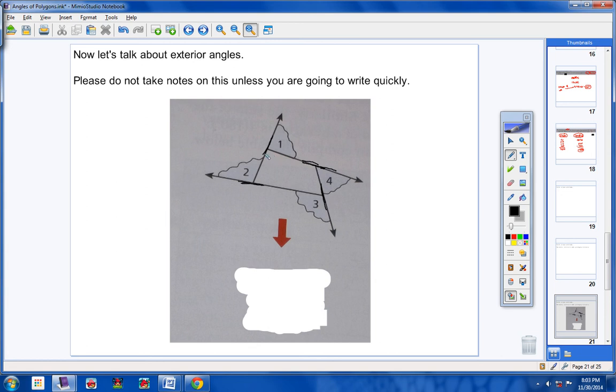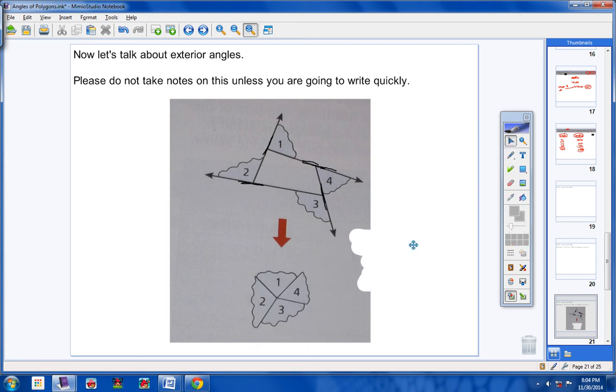Look what happens when you take all 4 of these angles and fit them together. Look what happens. Here it is. You get a complete circle. It starts here and goes all the way around. So you get what?